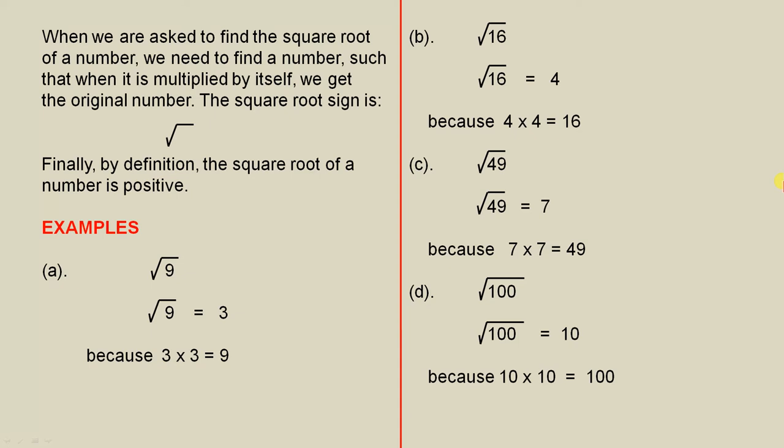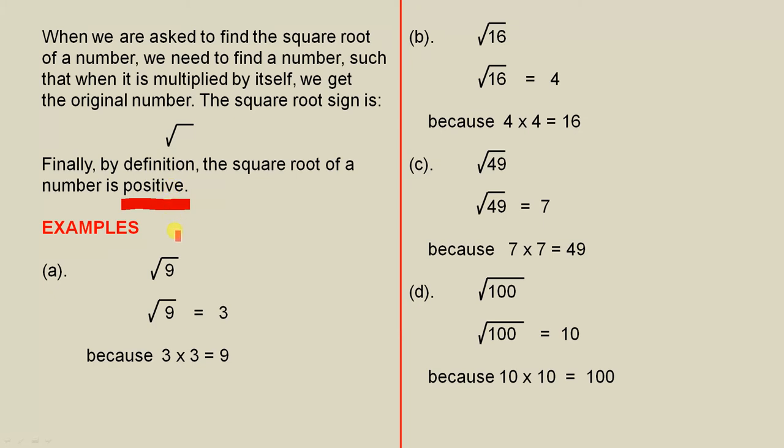When we are asked to find the square root of a number, we need to find a number such that when it is multiplied by itself, we get the original number. The square root sign is this one here. So whenever you see this sign with a number inside it, that is asking us to find the square root of that number. Finally, by definition, the square root of a number is positive. That is very, very important to remember. I'll keep repeating that a few times during this video, that the square root of a number is positive.